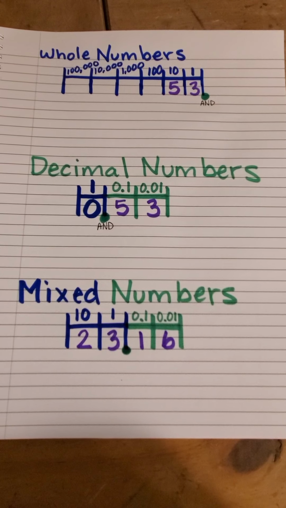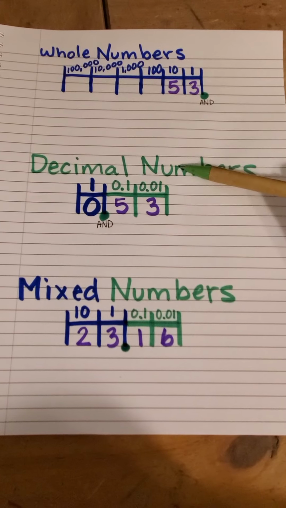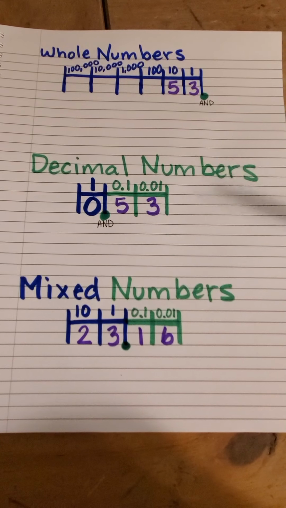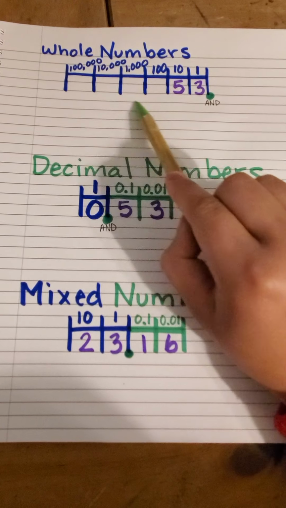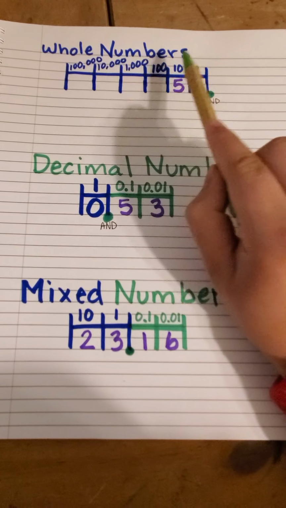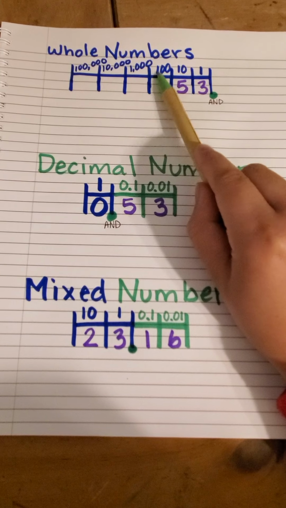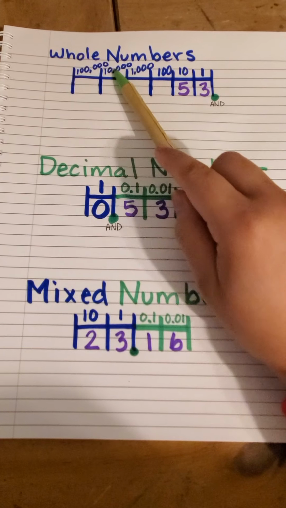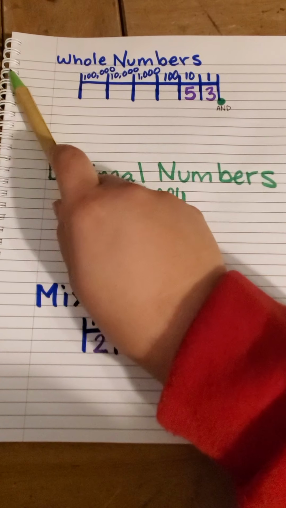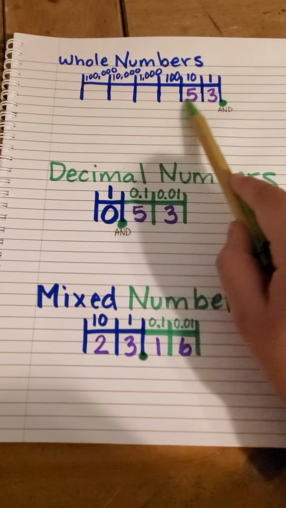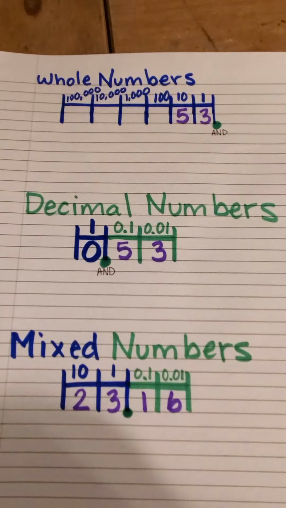All right, guys, today we're going to talk about the difference between whole numbers, decimals, and mixed numbers. So we've been dealing with whole numbers ever since we were in pre-K, when we learned how to count by ones, by tens, hundreds, thousands, 10,000s, 100,000s, and now in fourth grade, we're going to go all the way to the billions when it comes to whole numbers.